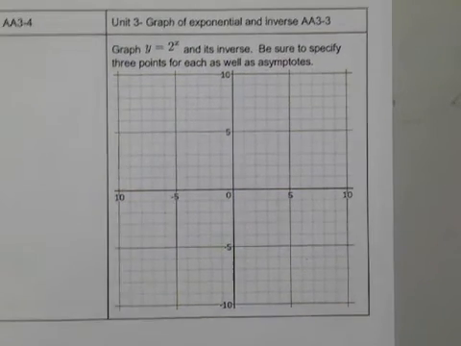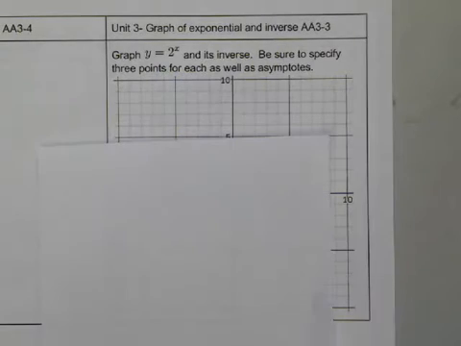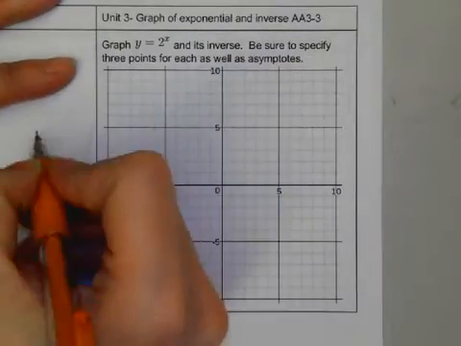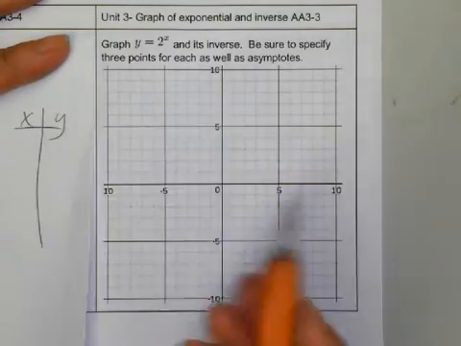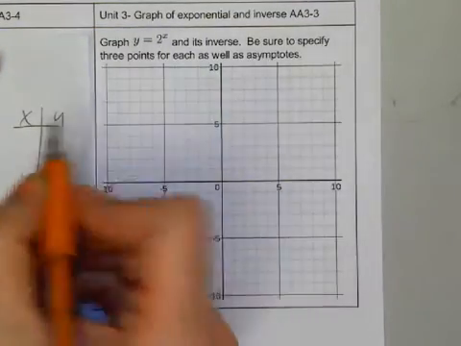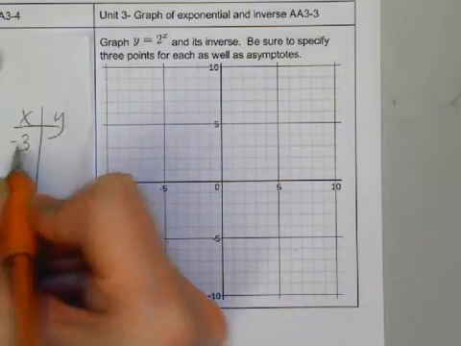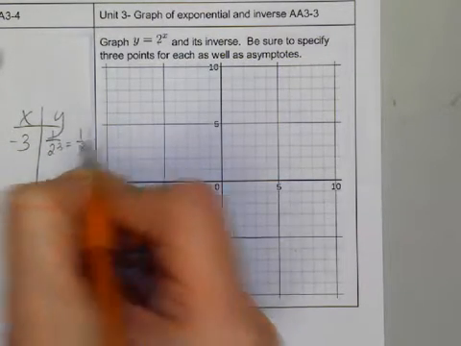This was on worksheet AA 3-3. So on this one, y equals 2 to the x, you have an exponential equation. So if I look at this in terms of a table, and you don't have to because some of you can figure it out just fine. If I have x to the negative third, 2 to the negative third, that's going to be 1 over 2 to the third, which is 1 over 8.